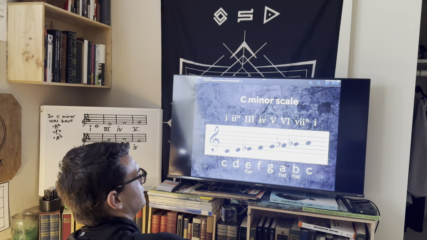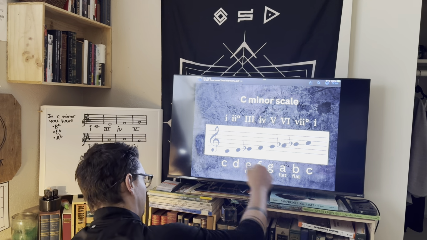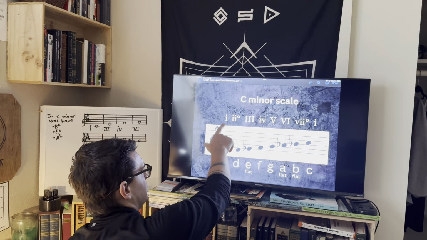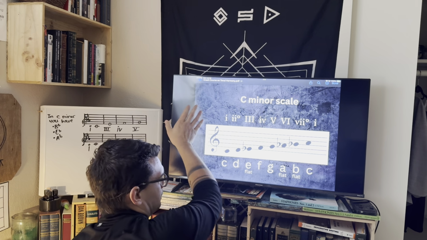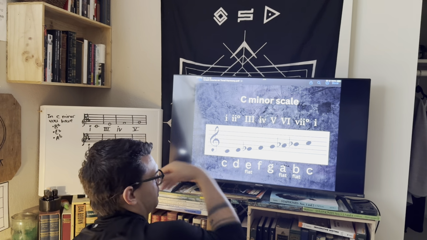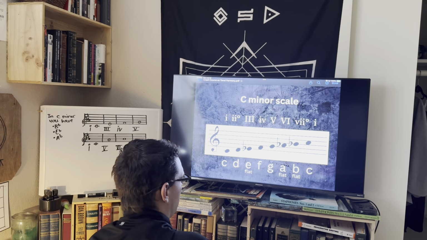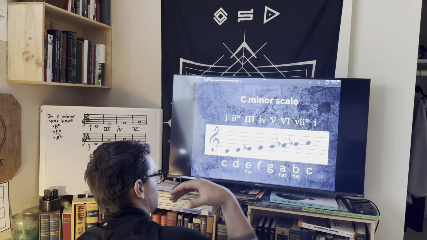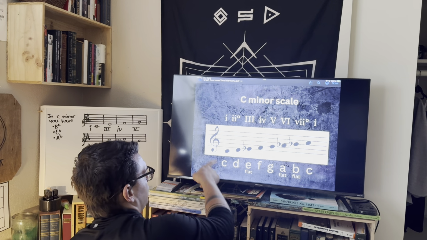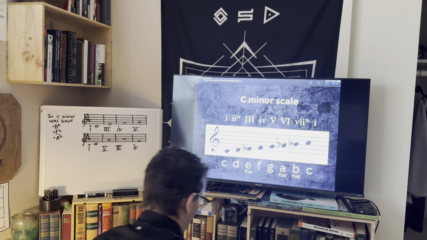But for the purposes of the slides, it's just important to understand that the lowercase Roman numeral will be describing something that is minor and uppercase is major. Okay, don't worry about the degree symbol, and also understand that 1 is C, 2 is D, and so on. Okay.